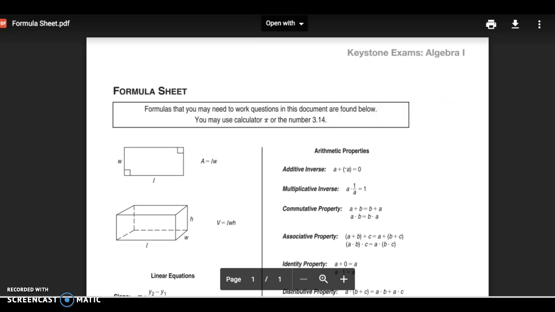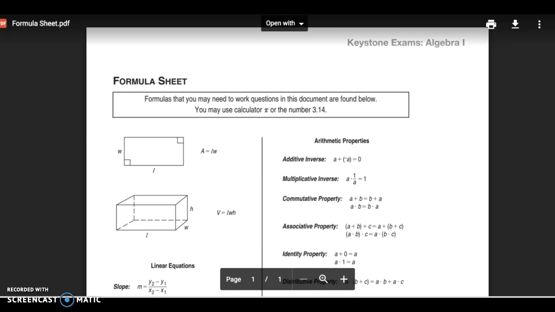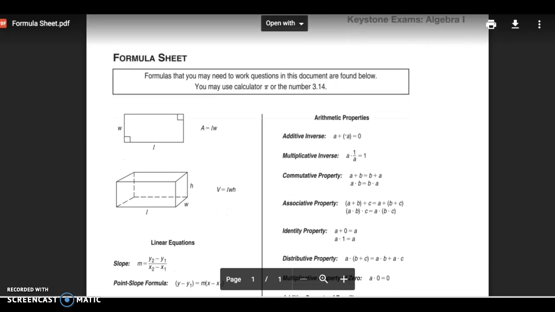A couple of things to notice that they do give you here. They give you the area of a rectangle and also the volume of a rectangular prism.